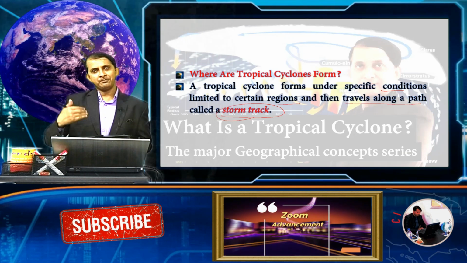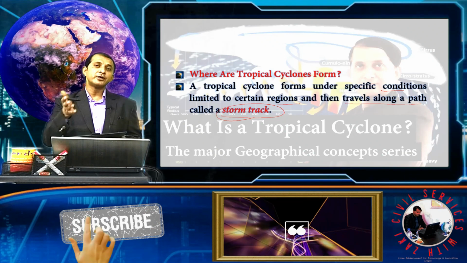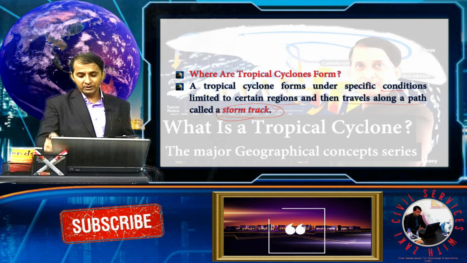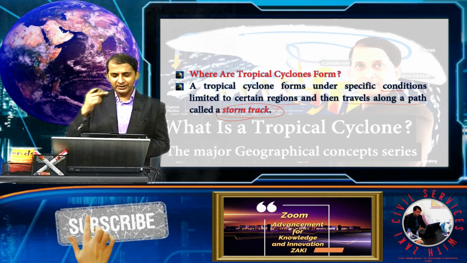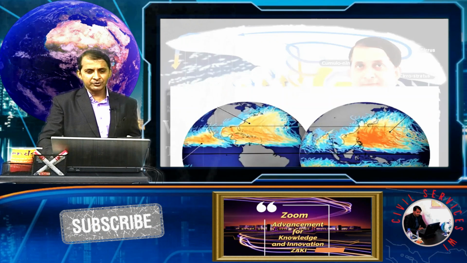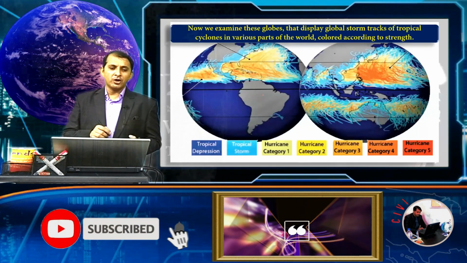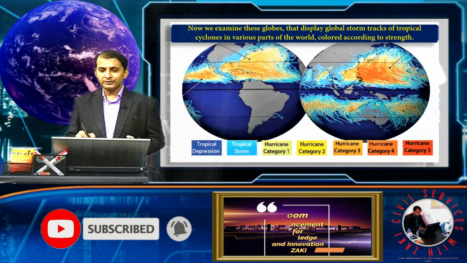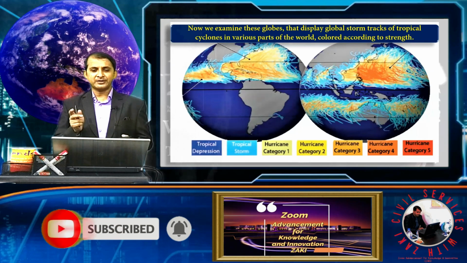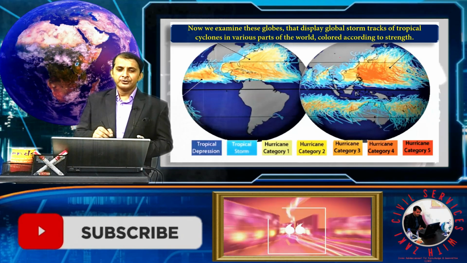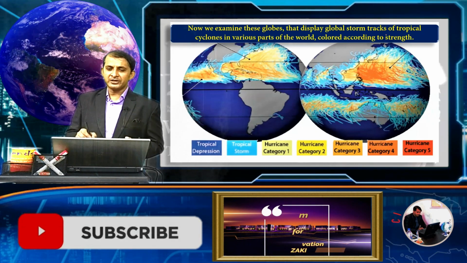The path they follow is called the storm track. So this type of path is called a storm track. We can see this storm track. Now we examine this globe. This globe represents the western and eastern hemisphere. So see here, that displays the global storm track.